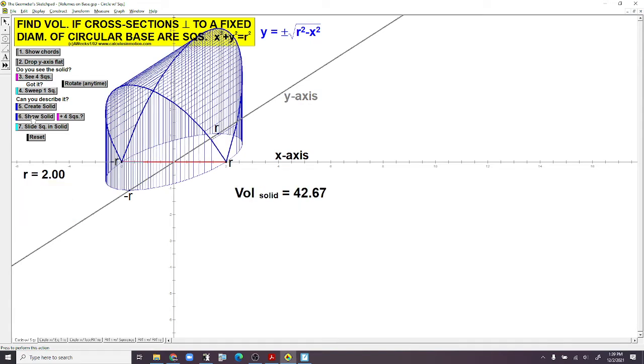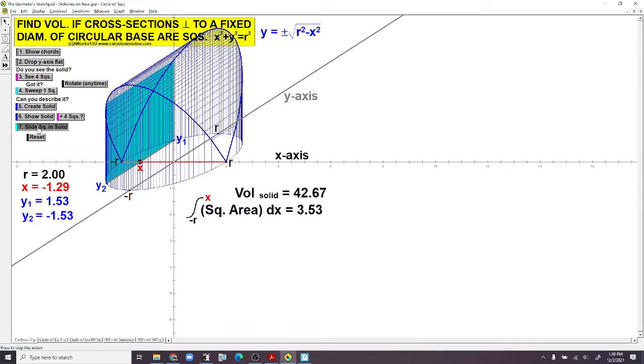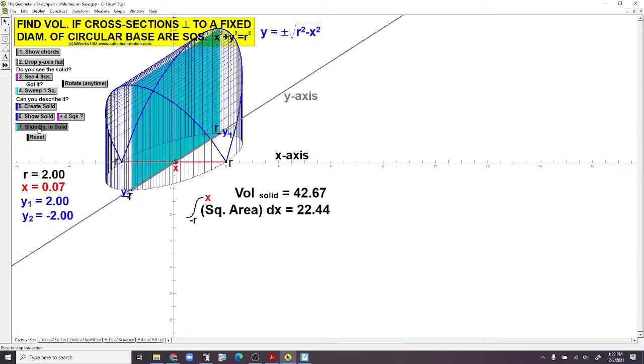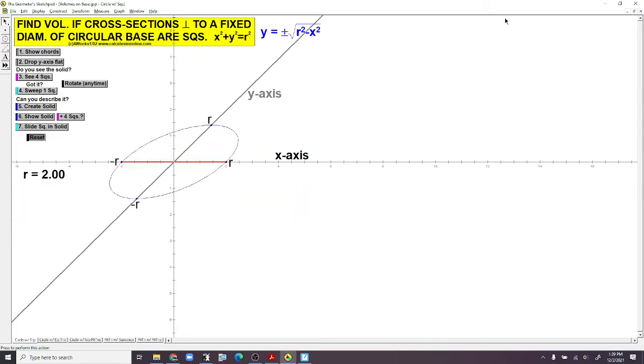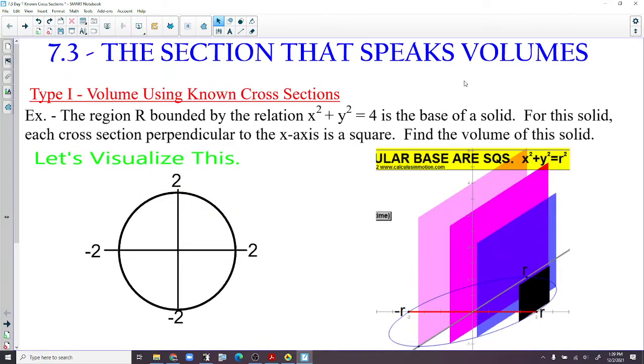And then this is sweeping the squares through. We want to find that volume. And we can, using calculus. The region R bounded by the relation x squared plus y squared equals 4 is the base of a solid. So we laid that circle down. That's the base. For this solid, each cross section perpendicular to the x-axis is a square. Find the volume of this solid.